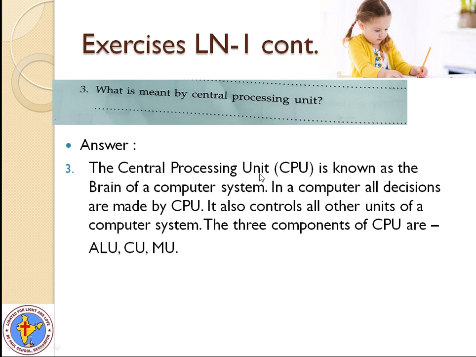The central processing unit, CPU, is known as the brain of the computer system. In a computer, all decisions are made by the CPU. It also controls all other units like input, output units, and storage units of a computer system. And the three components of CPU are ALU, CU and MU, that is arithmetic logic unit, control unit and memory unit.